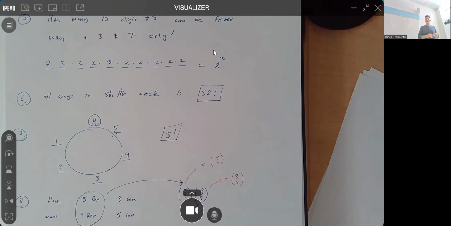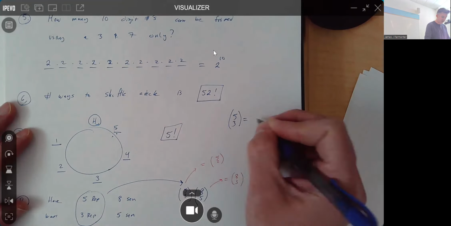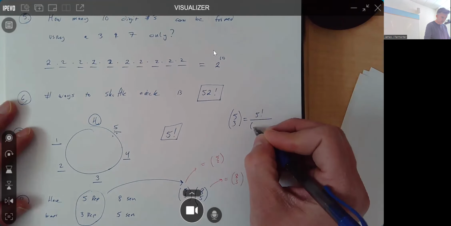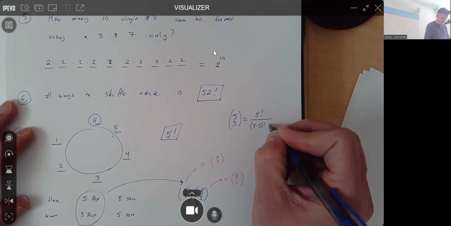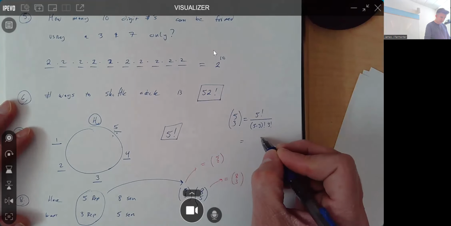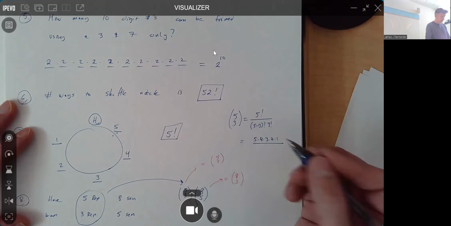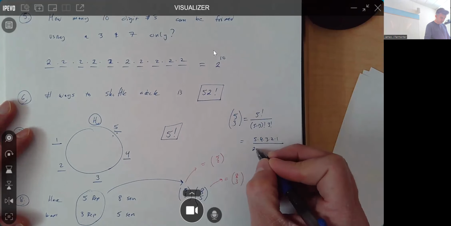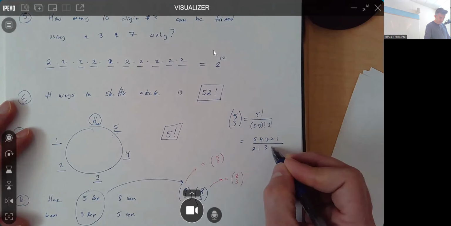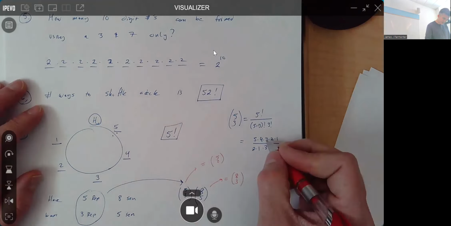I thought I saw a hand or a question over here. Yeah, Jocelyn. 5 choose 3 is 10 because that's how it ends up calculating. So the whole answer here is 10. I was just pointing out that we see 5 choose 3 often enough to know that it's 5 factorial over (5 minus 3) factorial times 3 factorial. When I write this, I'm really thinking of it as 5 times 4 times 3 times 2 times 1. 5 minus 3 is 2, and 2 factorial is 2 times 1. 3 factorial is 3 times 2 times 1. The 3 2 1s cancel, and we're left with 20 divided by 2, which is 10.